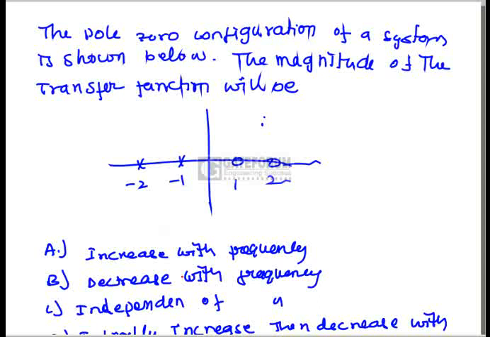That means option A indicates increase with the frequency, option B indicates decrease with the frequency, option C indicates independent of the frequency, and option D indicates initially increase then decrease with the frequency. So these are the options given here. First, if you observe the system, then we will go for the option.